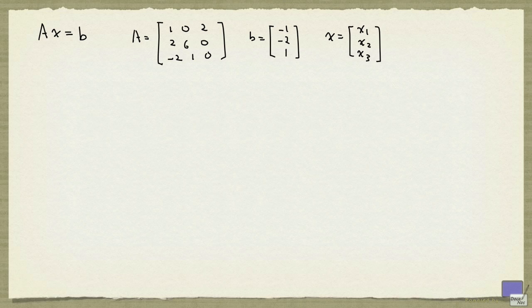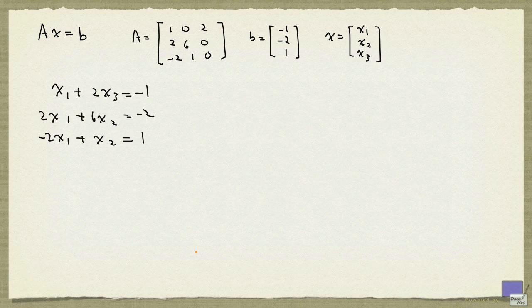Say we're looking at the system Ax equal to b, where A is given by this matrix here, b by this 3-tuple, and x is the 3-tuple of variables x1, x2, and x3. The system Ax equal to b written out in full is going to be the following.